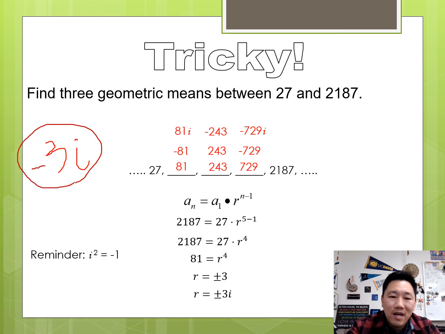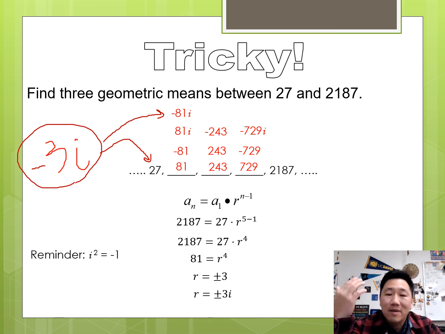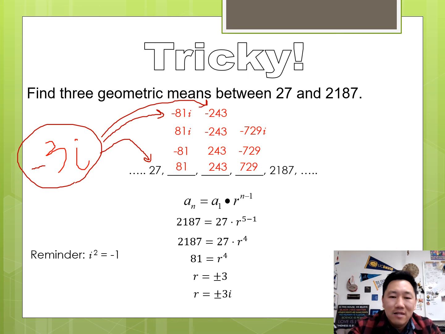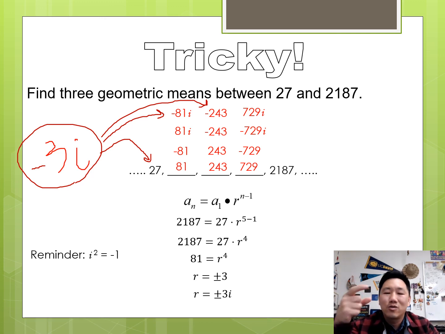A negative 3i times 27, negative 81i. A negative 3i times a negative 81i squared. A negative with a negative makes it a positive, but then the i and the i makes i squared, which makes it negative again. That's kind of confusing, but that's kind of cool because then you get to use what we knew from a long time ago. And then a negative 3i times negative 243 gives us a positive 729i. And then lastly, just to check, negative 3i times a positive 729i is negative 2,187i squared, but then i squared makes it a positive again.